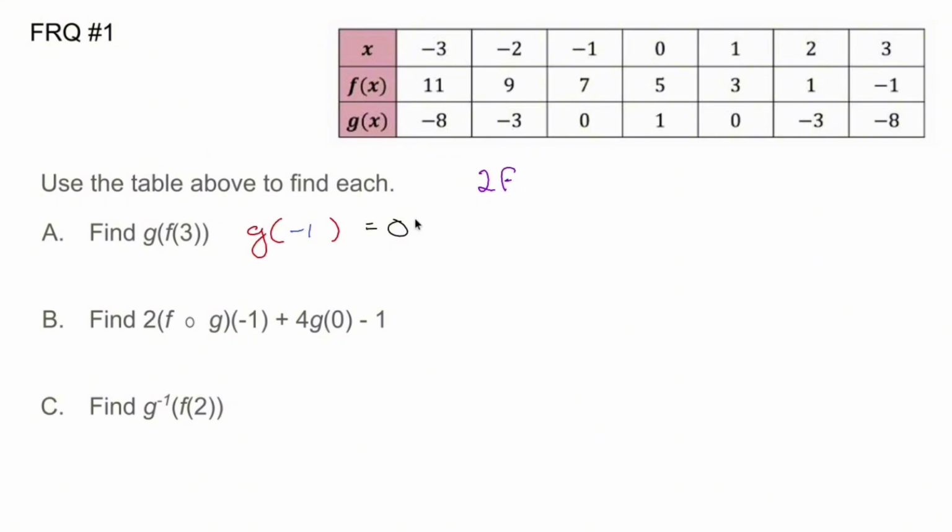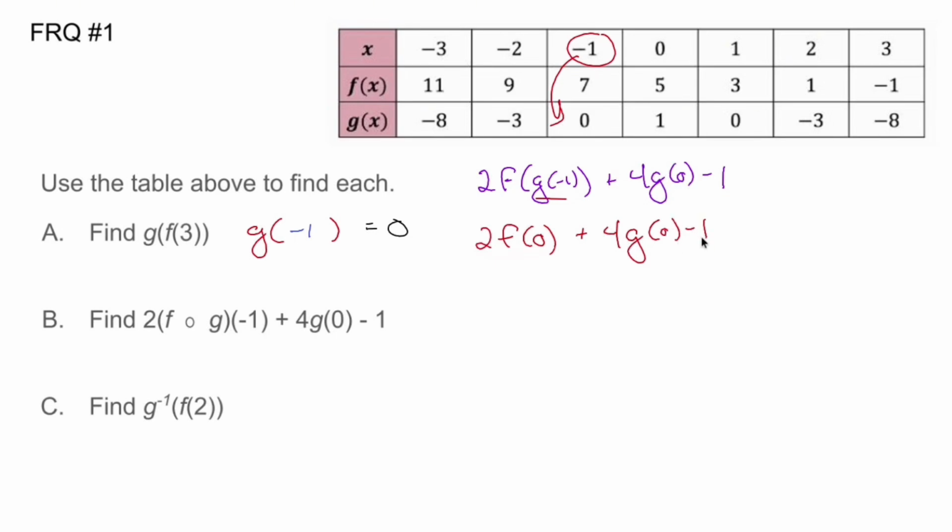2 times, I'm going to write this out as f of g of -1, like that, plus 4 times g of 0, minus 1. Let's start out by finding out g of -1. So let's go to -1. G of -1 is 0, which I just did. So 2 times f of 0 plus, not equals, plus 4 times g of 0, which is different, minus 1.